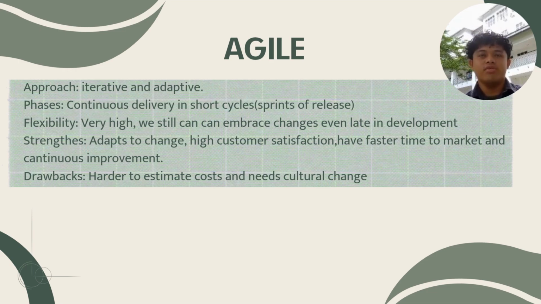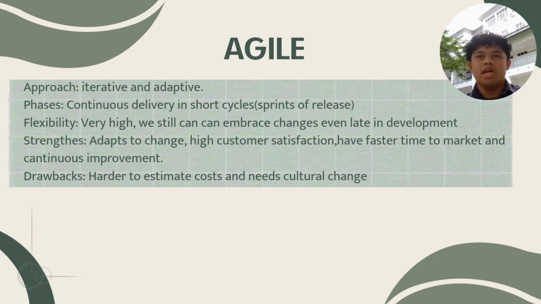Okay, so Agile uses an iterative and adaptive approach, which means the process is flexible and allows continuous improvement throughout the process. So Agile focuses on continuous delivery in short cycles, also called sprints or releases, where working software is delivered frequently to the customer. In terms of flexibility, Agile is very high. So the team can still adapt and make changes even late in the development process.